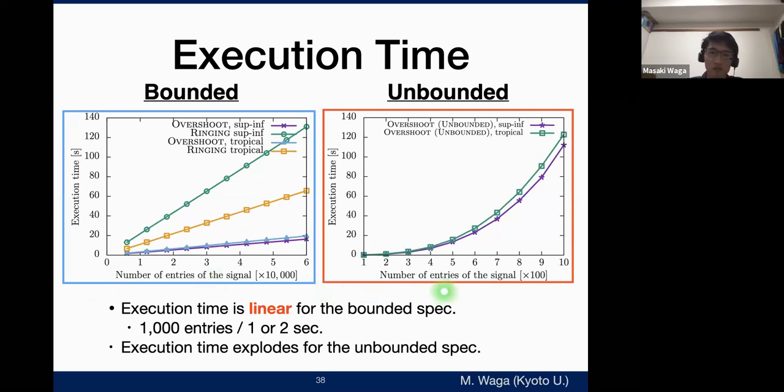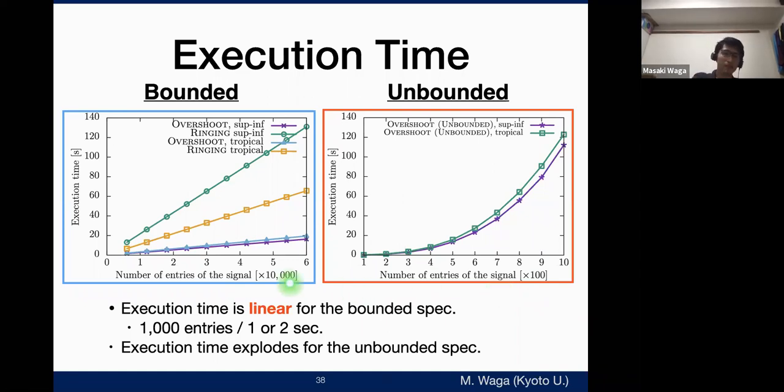On the other hand, we also observe that when the specification has no bound on the length of the matching, we have an explosion in the execution time. This is essentially because the size of the possible combinations of the beginning and the end of the matching explodes exponentially. So this is why, if the specification is unbounded, the scalability is not really good.